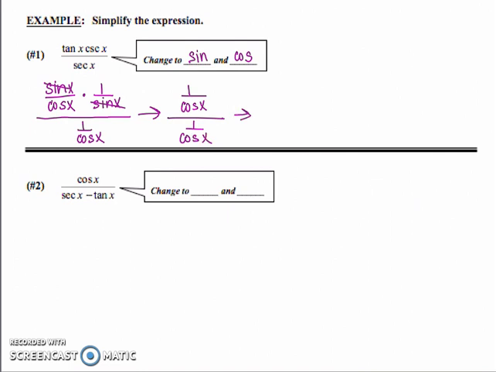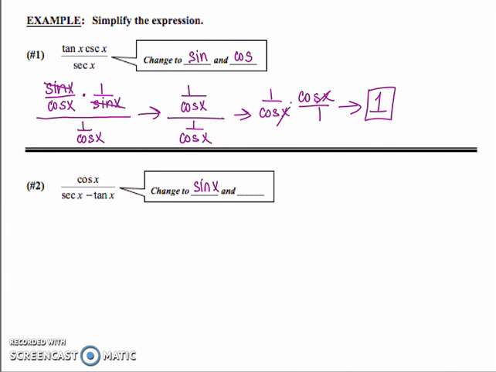So when I keep switch flip this, I end up with 1 over cosine x times cosine x over 1. Or of course you could have just said, I'm dividing 1 over cosine x by 1 over cosine x. I already know that my result is going to be 1. That's not so bad. In example number 2, we're going to try the same technique.